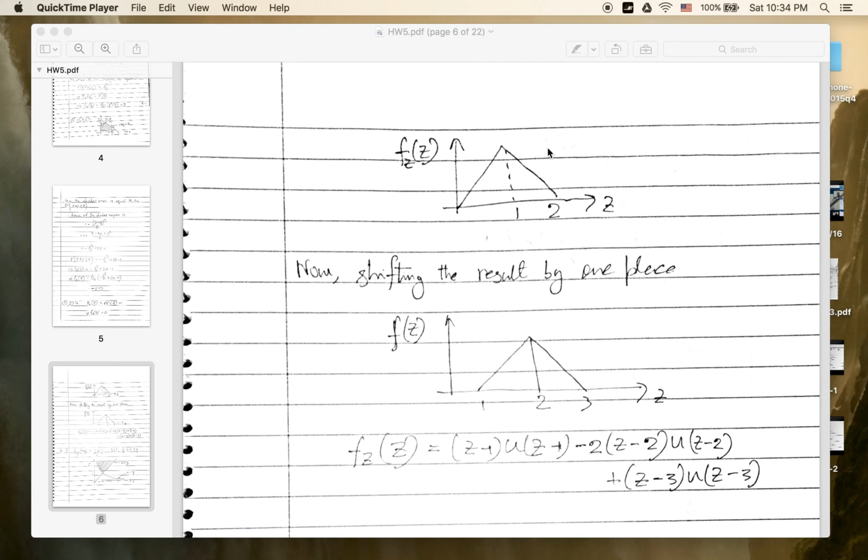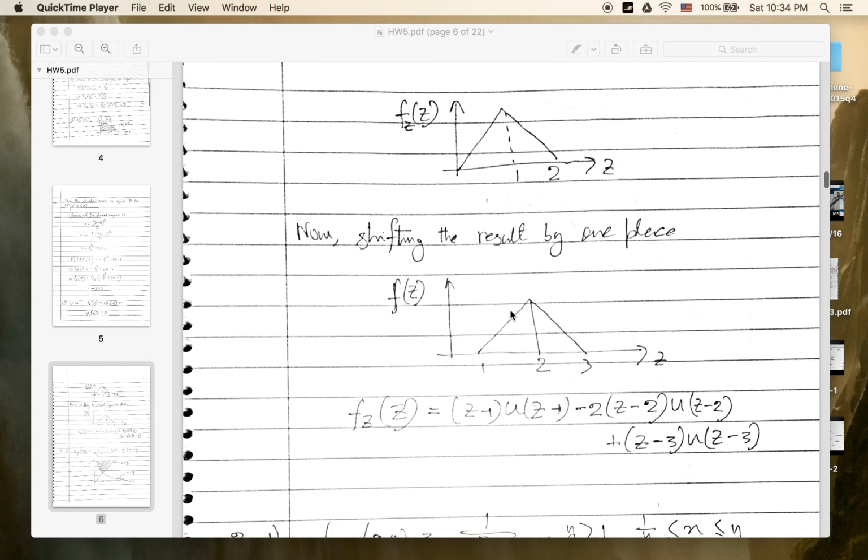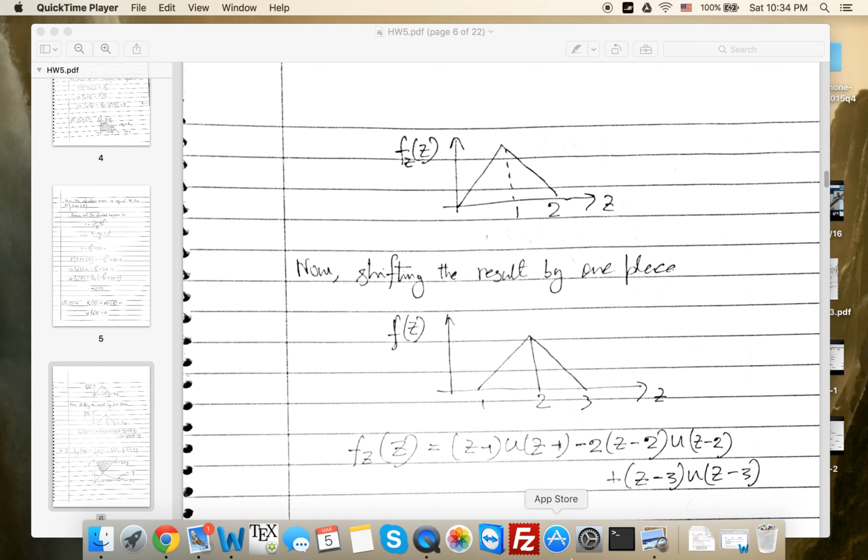Now we need to shift our result by one place to the right, so this would be from 1 to 3, and fz can be defined as z minus 1 into u of z minus 1 minus 2 into z minus 2 into u of z minus 2 plus z minus 3 into u of z minus 3, same as above. So that's it for question 1.